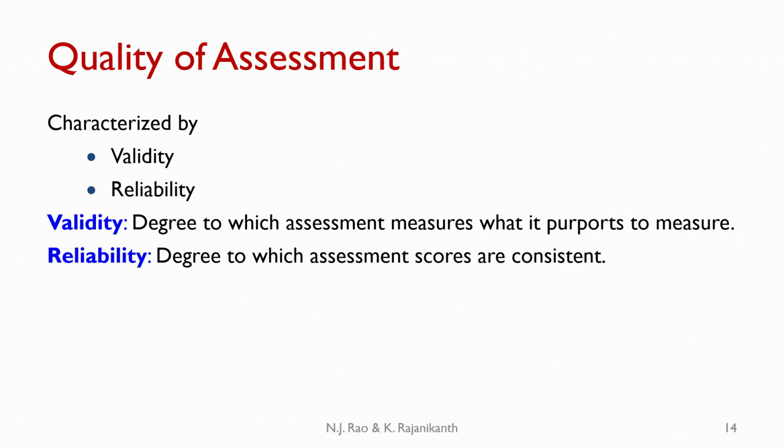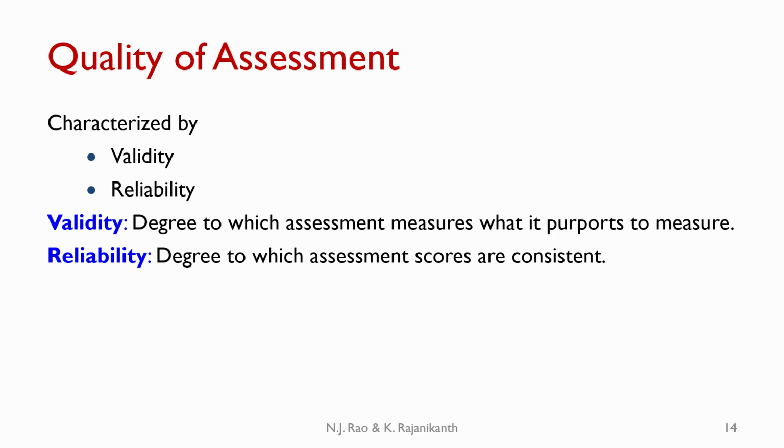Quality of assessment is officially characterized by two parameters: validity and reliability. This is from what are called ERA standards, the agency that talks about the standards, anything related to assessment. That is the world authority, an organization that talks about assessment, and every 10 years it upgrades its characterization. Validity refers to the degree to which an assessment measures what it purports to measure.